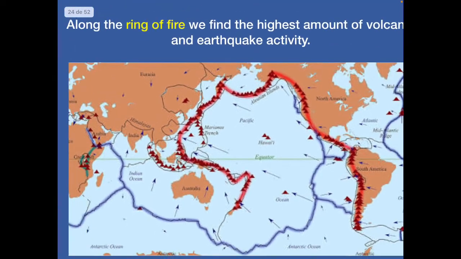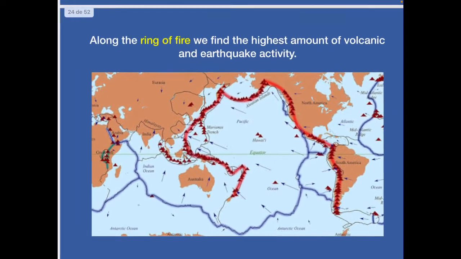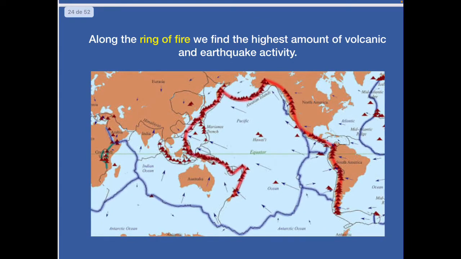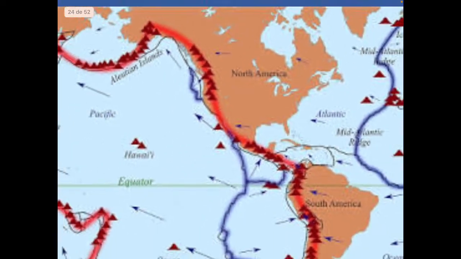So, what is this ring of fire? Well, it is going to be the place of the world where we're going to find the highest amount of volcanic and earthquake activity. And how do we explain that? If you pay attention here, Mexico is actually along the ring of fire, and you cannot deny that we have a lot of volcanoes and that we have a lot of earthquakes, some of the worst earthquakes that there are in the planet, right?